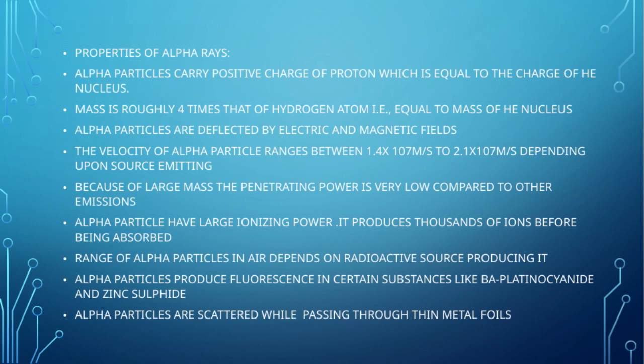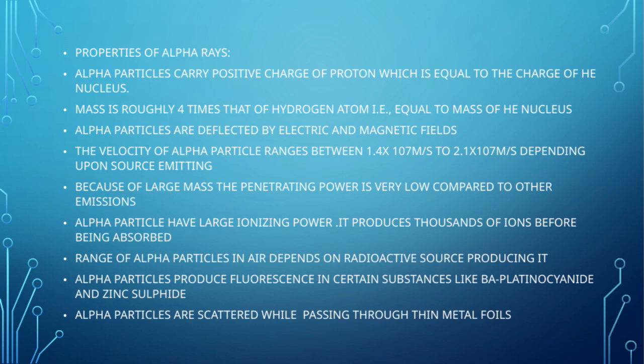Now, because of their large mass, alpha particles have quite low penetrating power compared to other forms of radiation, such as beta or gamma rays. However, they are incredibly ionizing. They can produce thousands of ions before they are absorbed, which makes them very effective at ionizing materials in their path. The range of alpha particles in air depends on the specific radioactive source that produces them. Some sources produce alpha particles that can travel only a few centimeters, while others might travel a bit further.